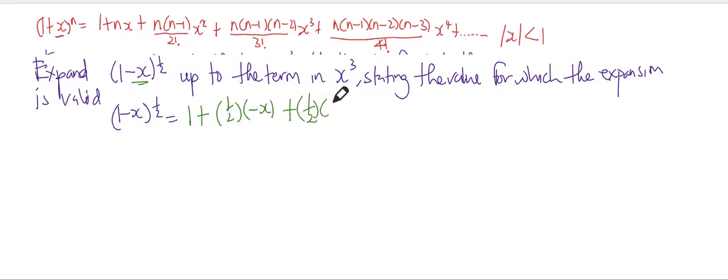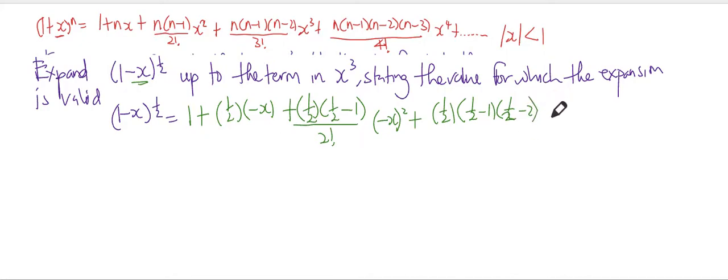And then plus half times (half minus 1) over 2 factorial multiplied by negative x squared, plus half times (half minus 1) times (half minus 2) over 3 factorial multiplied by negative x cubed plus dot dot dot. We don't have to expand anymore because the question only requires up to the term x cubed. So now let's solve this.